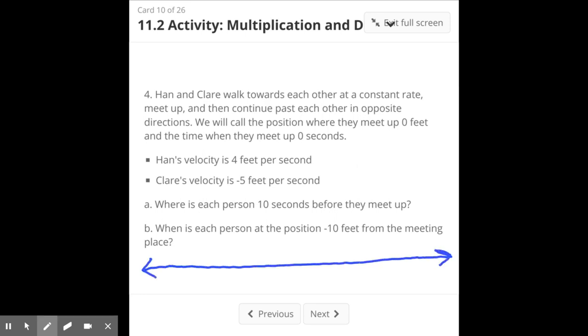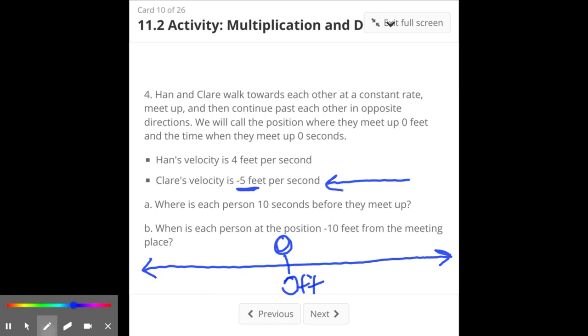All right, so I'm going to draw this number line, and I'm going to put 0 down here, and this is going to represent my feet. And up here, I'm also going to have a 0, and that's going to represent my seconds. Now, Claire, because she has a negative velocity, that means Claire is actually going from east to west.